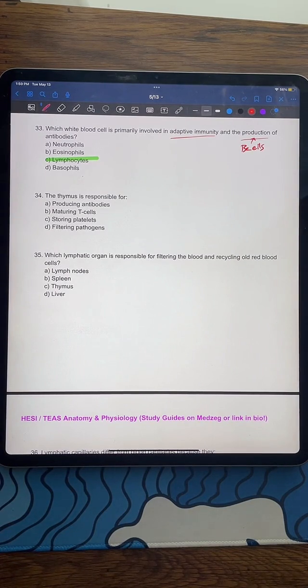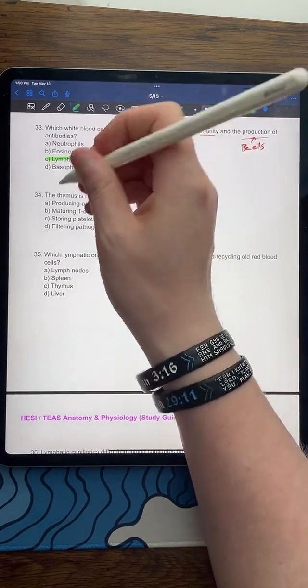But number 34, the answer is B. It is maturing T cells.